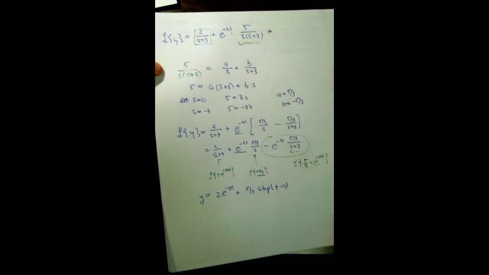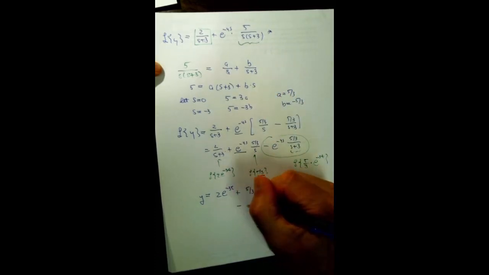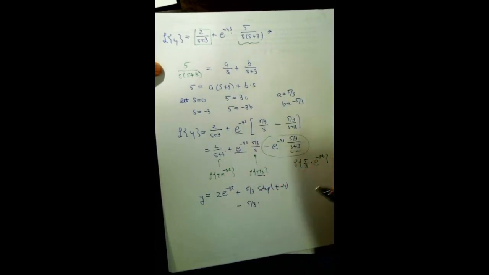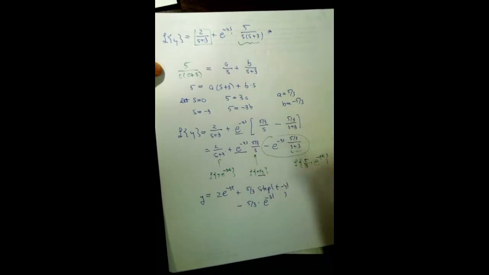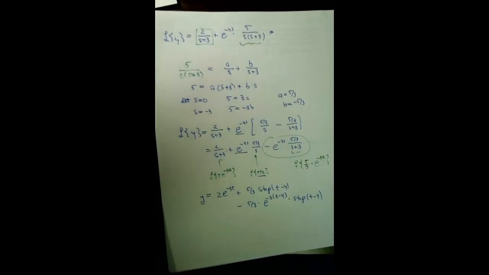Now for this part, I'm going to have minus 5/3, and here I'm going to have e to the minus 3t, but it's not going to be t. I have to evaluate it at t minus 4 times the step function at t minus 4. Okay.